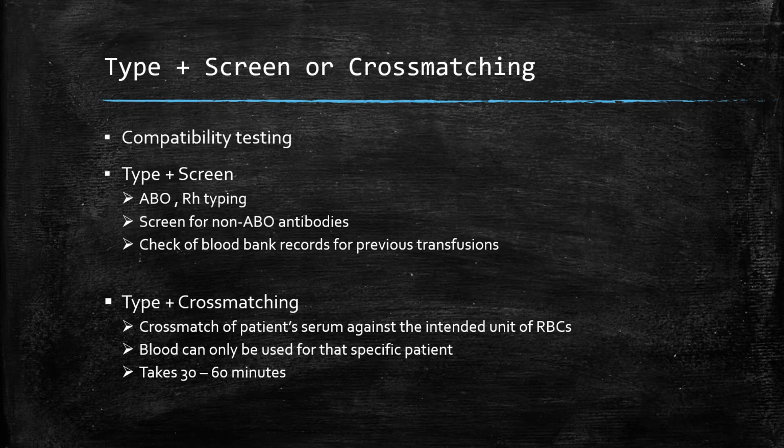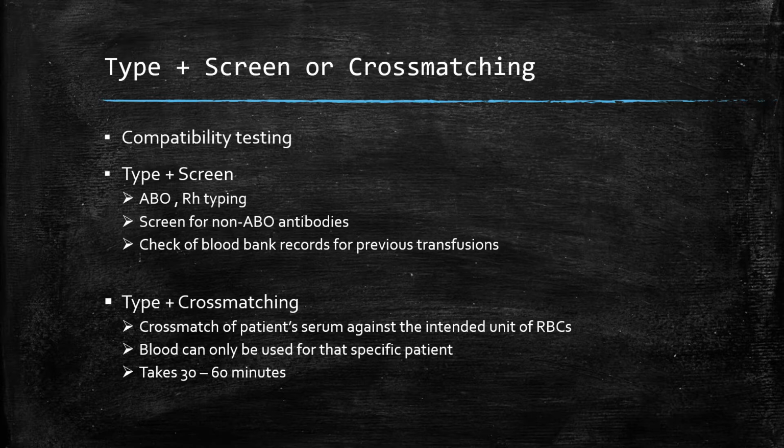Now, the final step that has to be undergone before the patient can get the blood is the cross-matching. In this situation, the blood bank takes a small amount of the patient's serum and actually mixes it with a small amount of the intended red blood cell unit, and they're looking for any surprise hemolytic reactions. If there are none, then the blood can be released to the patient.